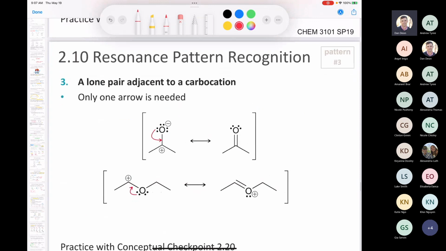The next one is a lone pair adjacent to a carbocation. This is something that we saw this morning when we looked at acetone. If you're wondering why I keep writing out acetone every time it shows up, so this is acetone here. The reason why is it's a very commonly used solvent, especially in the organic chemistry lab. If any of you take the wet lab for organic chemistry, you use acetone as a solvent from time to time.